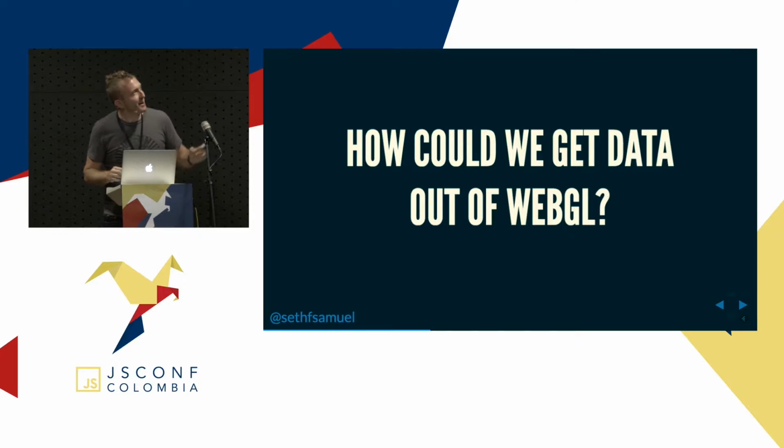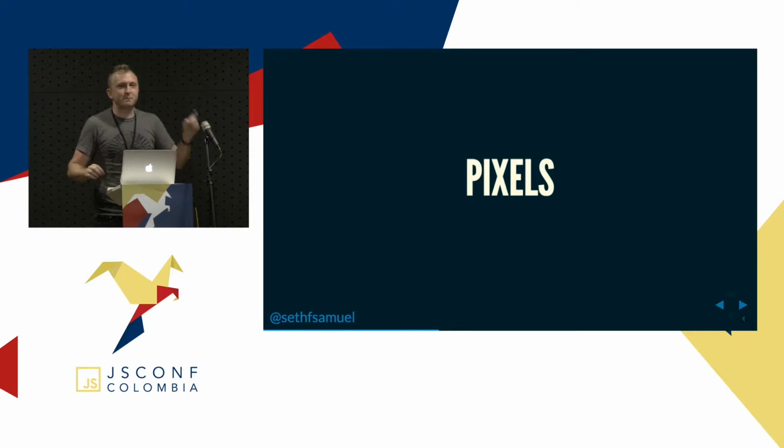Risky joke. So if we can get the data in and we can do the math, how do we get the data out? And the answer is pixels. And why is the answer pixels? Because we don't have anything else. That whole browser sandbox blocks us from getting anything directly from OpenGL. All we have is the pixels that come back.